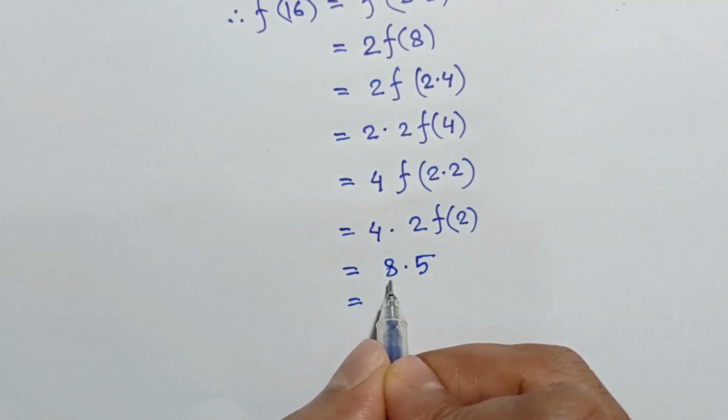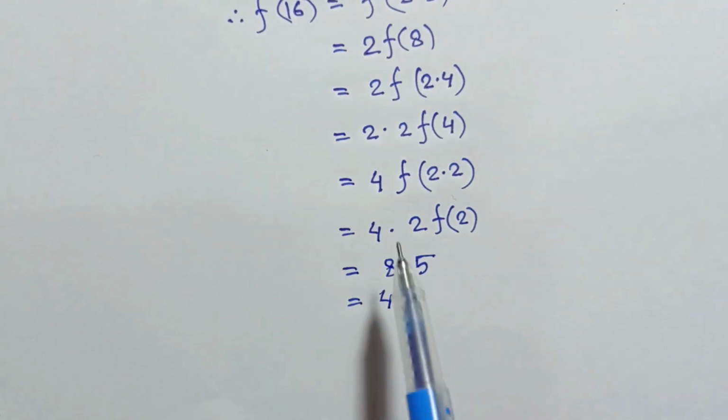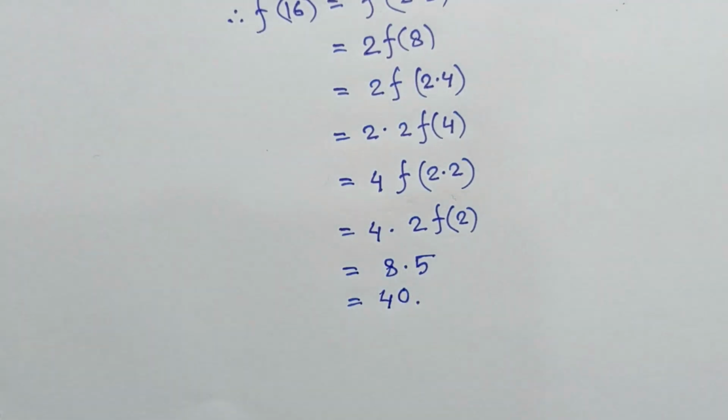So 8 times 5 is equal to 40. So the value of f(16) is equal to 40.